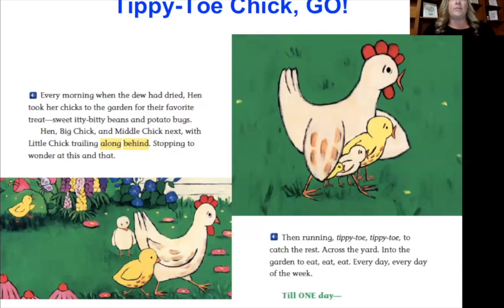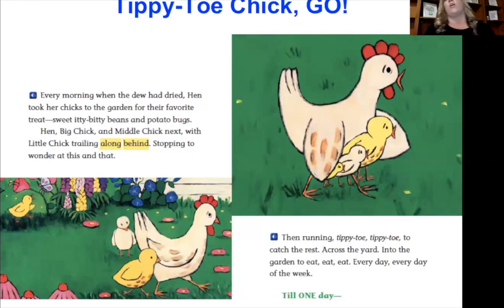"Then running, tippy-toe, tippy-toe, to catch the rest. Across the yard, into the garden, to eat, eat, eat, every day of the week. Till one day..." What does running tippy-toe mean? It means that she is running to sneak by something or that she is running quickly. The text says that the chicks go to the garden every single day to eat their favorite treat.